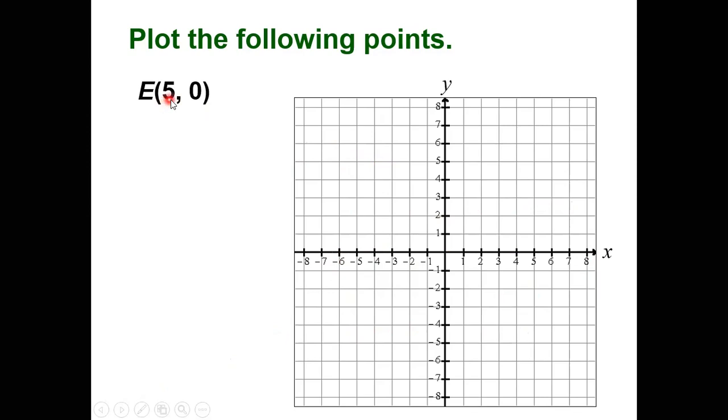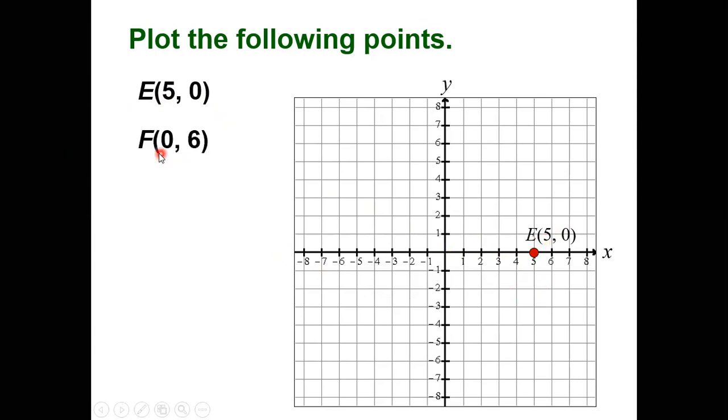Next we want to plot the point 5, 0. First the x coordinate is 5, so we want to move 5 places across. 5 places across. After that, how many places up? 0 places up. That means the point is here. This is the point 5, 0.